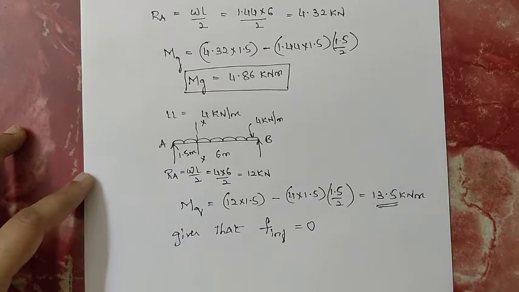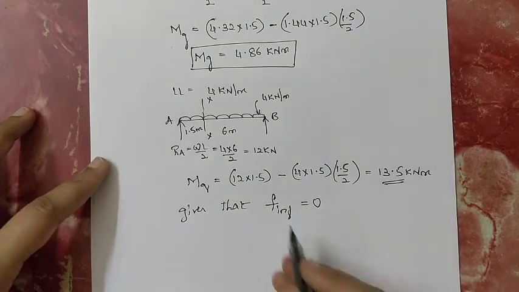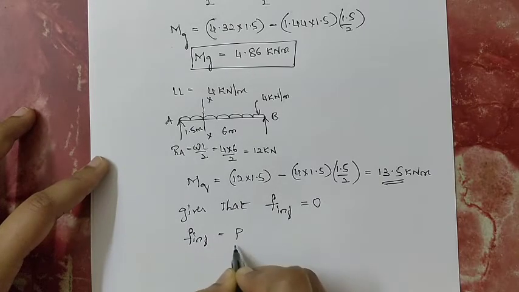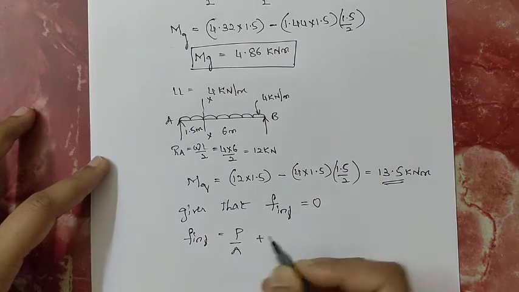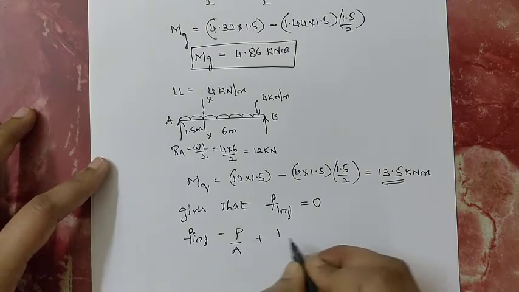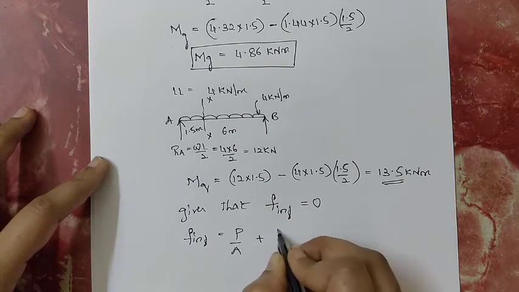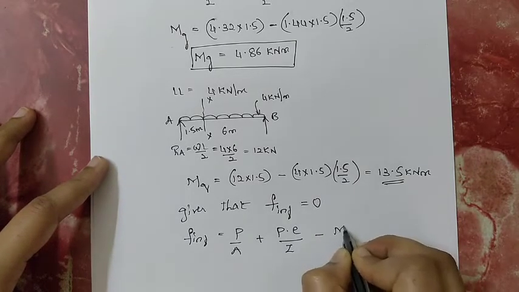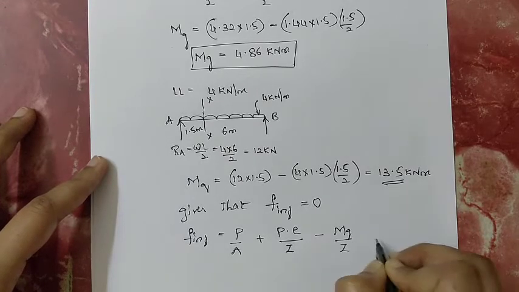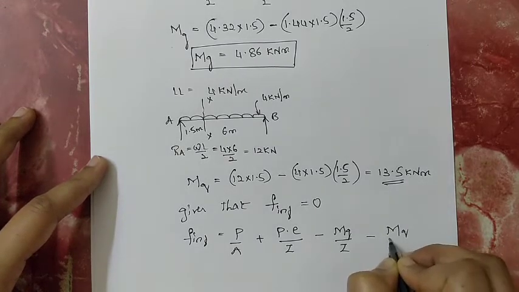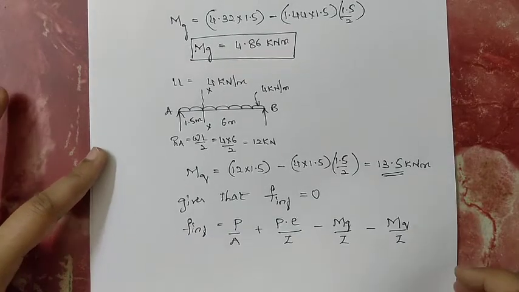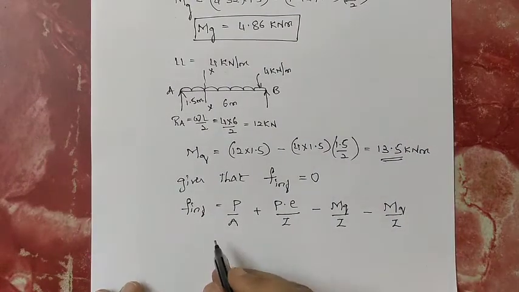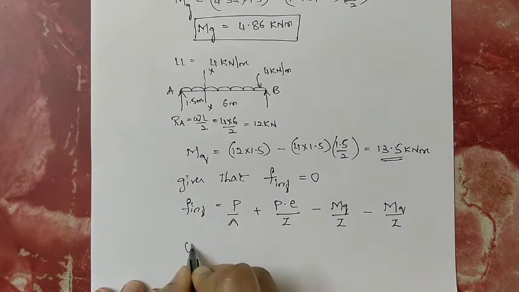What is the resultant equation? F inferior is given by load by area plus force by area, that is P by A plus P into E divided by Z minus Mg divided by Z minus MQ divided by Z. Then substitute the value, F inferior is 0.